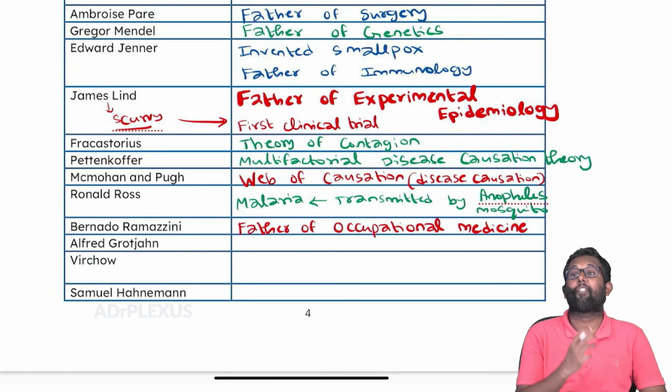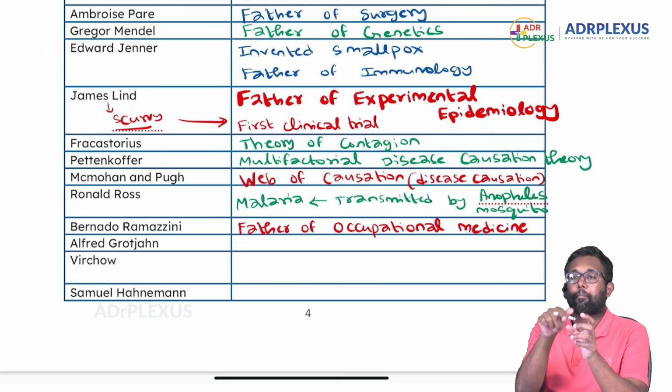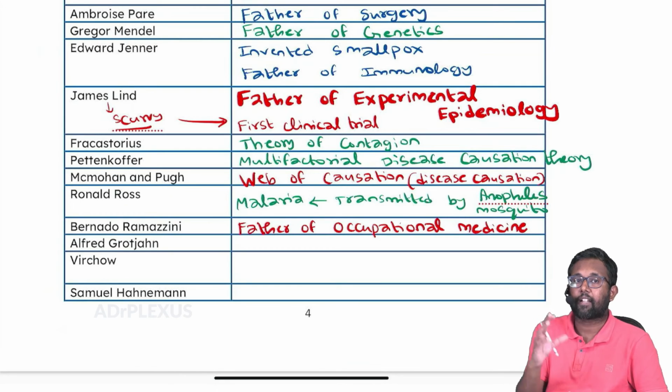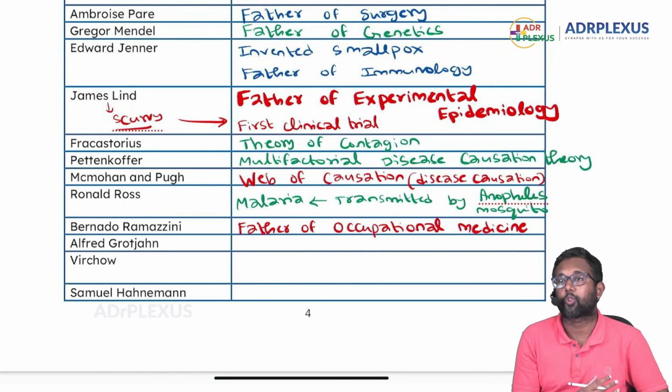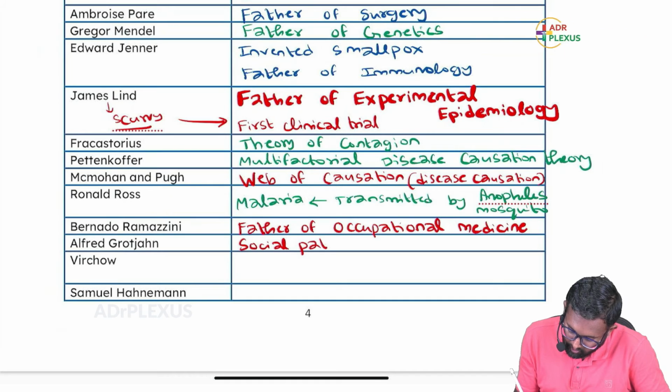So next is Alfred Grotjahn. So Alfred Grotjahn, what comes to your mind? Social pathology or social hygiene? Very good. Social pathology or social hygiene.